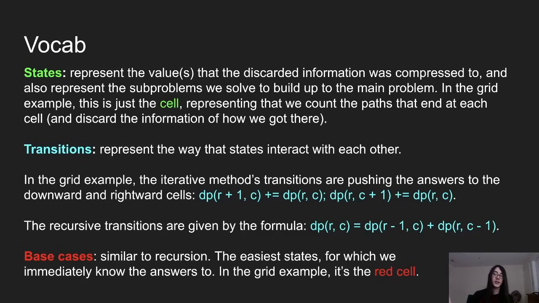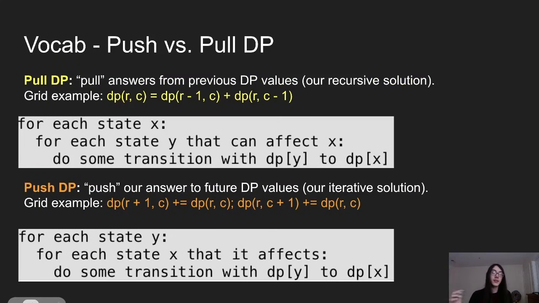And also similar to recursion, DP always needs base cases or there'd be no starting point for our answer. And here's a bit of vocab that can further distinguish the two methods I talked about earlier. There's pull DP and push DP. In pull DP, we essentially pull from previous DP values to compute the current one.